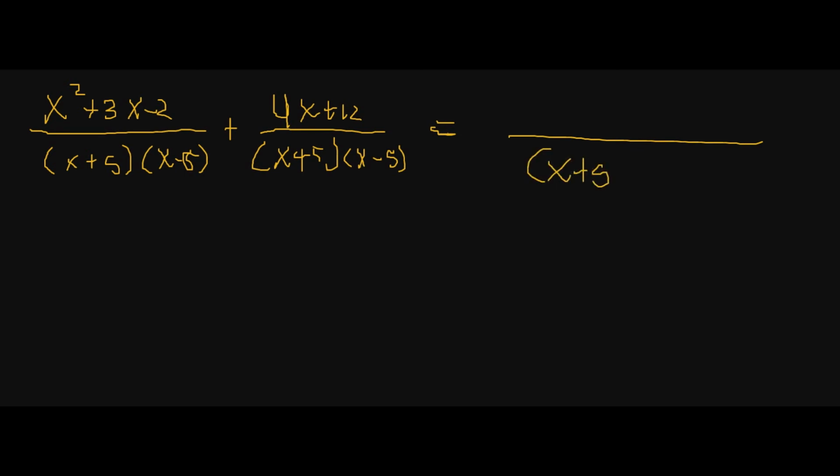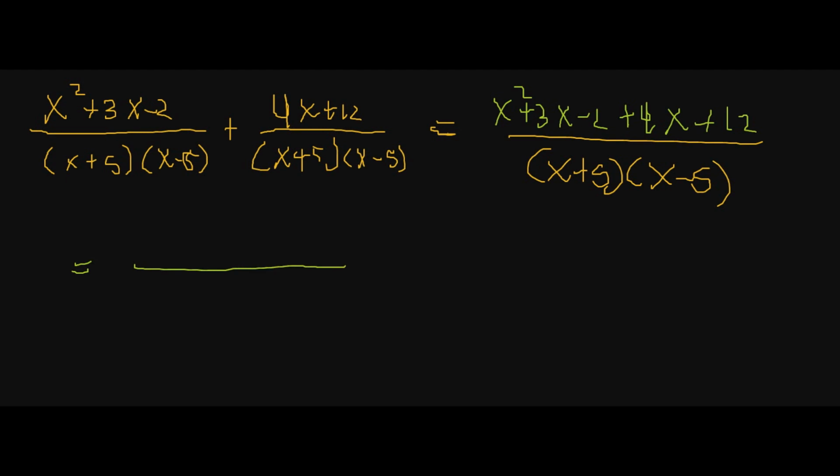fraction. The denominator, again, stays the same. Okay, it stays the same. We don't change it. Now let's go ahead and focus on the top, right? We have x squared plus 3x minus 2 plus 4x plus 12. Okay, so therefore we're going to get, well, there's only an x squared. Again, I'm going to write this as x plus 5, x minus 5. We have 3x plus 4x, which is plus 7x. And then we have negative 2 plus 12, which is plus 10.